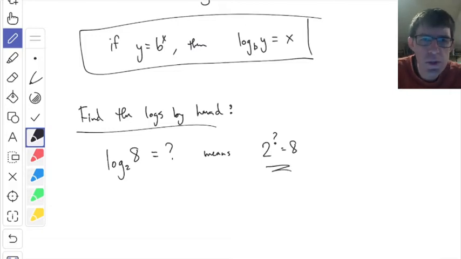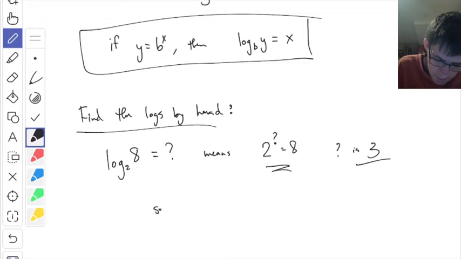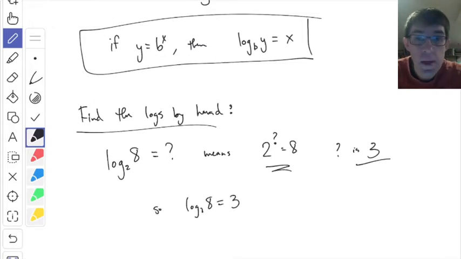Can anyone say what the exponent should be in order to make that true? You can show me the fingers if you want. 3. Yes, the answer is 3. 2 to the third equals 8, right? So this is 3 in this example. That means that log base 2 of 8 equals 3, all right? If your friend asks you what log base 2 even means, it means what is the exponent required so that 2 to some exponent equals whatever the number is inside the log. It is a little confusing, but hopefully you can get used to it.